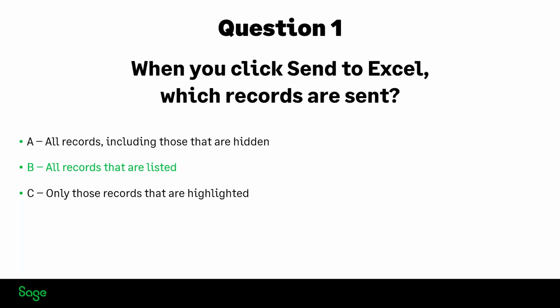So question 1 was, when you click send to Excel, which records are sent? It's all records that are listed. Now that's in contrast to reporting, in that if you highlight some records, say 10 customers, when you run a report, only the ones that are highlighted would be included. Whereas when you use send to Excel, it ignores that highlight completely. So if there's anything you don't want to include when you send to Excel, that's when you really need to start looking down the filters route for that. Is there a way that using filters you can hide those records? Or is it just as easy to send it across to Excel and then strip them out manually, the ones that you don't need?